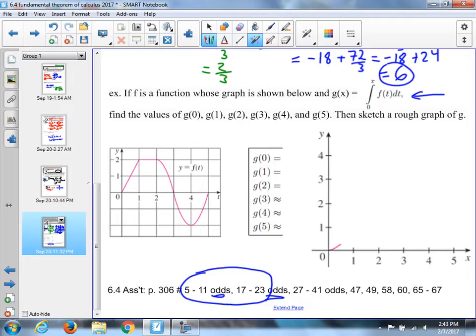Now, we've got to think about what this function means. If I plug in 0 for x, so I'm finding g of 0, that would mean I'm doing the integral from 0 to 0. What's that going to mean? That is 0. That's the easiest one to find. Then I plug in 1. So when x is 1, I get the integral from 0 to 1. I am finding this area right here of the triangle, right? 1/2 base times height, so 1/2 times 1 times 2. So the area is 1. I can also jot that in here. This is 1.